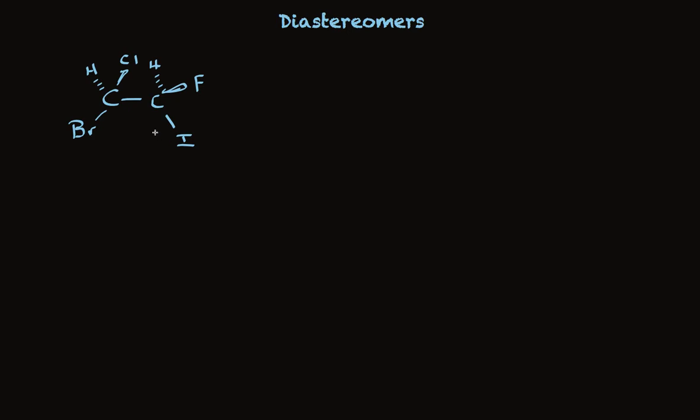Let's take a look first at this carbon. I'm going to assign the absolute configuration of that carbon. I need to assign the priorities of the atoms attached to it, and we do that according to atomic weight. Here's bromine, which is 1. Here's chlorine, which is 2. Carbon is the next one, and the fourth priority, the lightest one, is hydrogen.